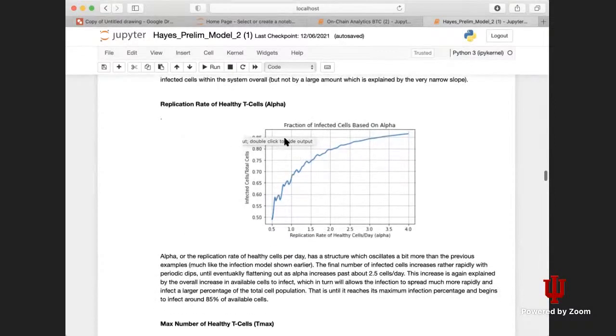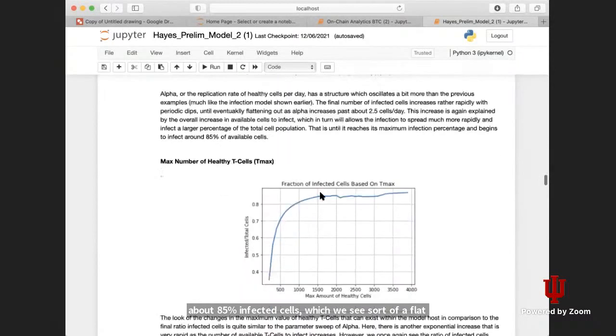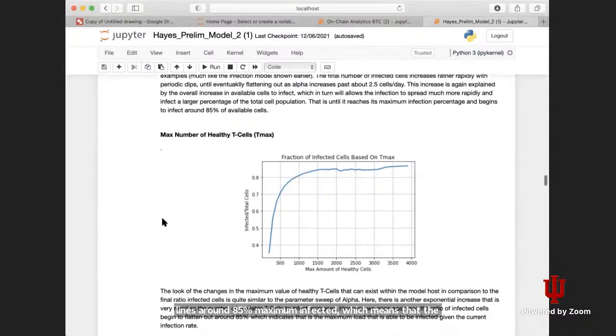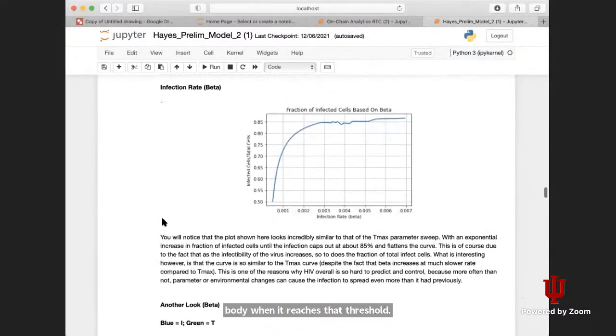That is, of course, until it reaches about 85% infected cells, at which we see sort of a flat line based on the current model parameters we have. And that's again seen in the Tmax, which flatlines around 85% maximum infected, which means that the overall infection sort of stops spreading throughout the body when it reaches that threshold. Then we have the death rates and infection rates, which are very similar.